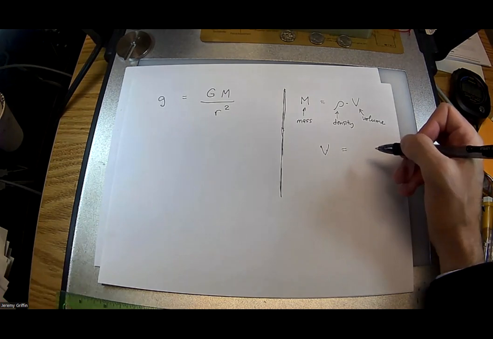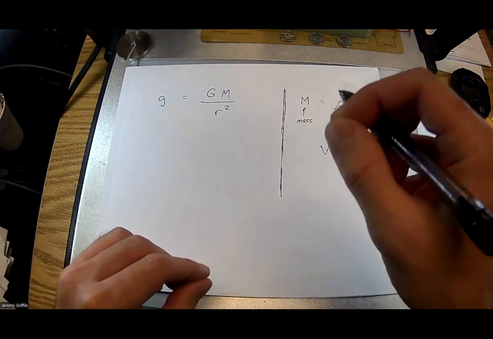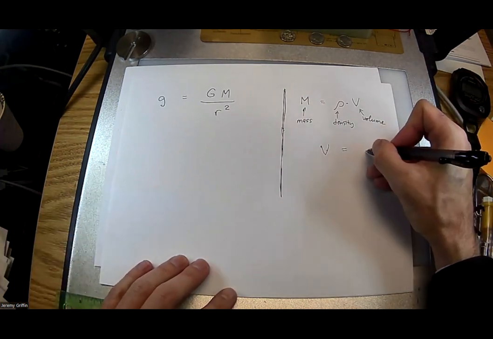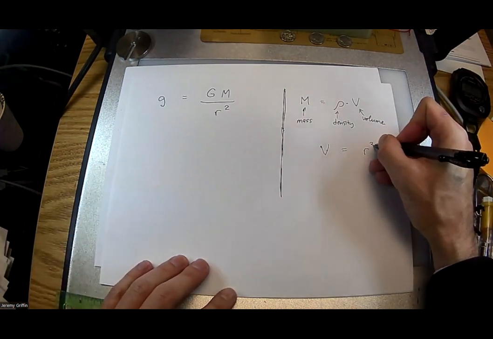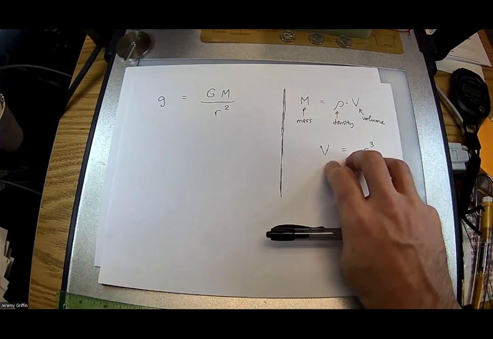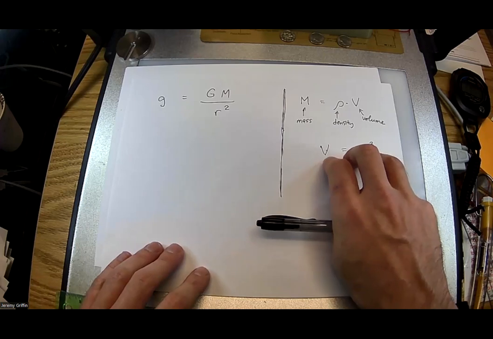How about the simple cube? If it's just a cube, what times what times what? Yeah, length, width, height, right? And if they're all the same, could I just go R cubed? Actually, that right there is all you need. If you just call this proportion, a planet is not exactly a cube, but it would be proportional to that.